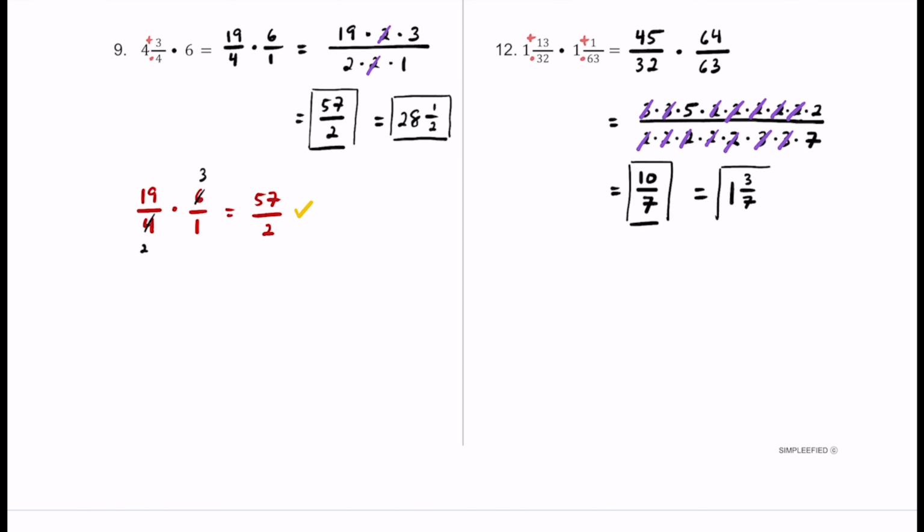So hopefully you notice that that beats multiplying 45 times 64 and then 32 times 63 and then trying to simplify it down. It's much faster to use prime factorizations because then you don't have to simplify later.